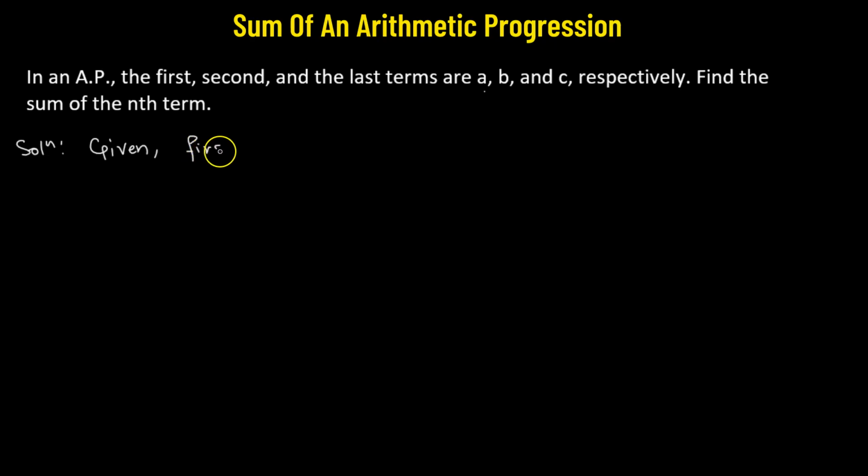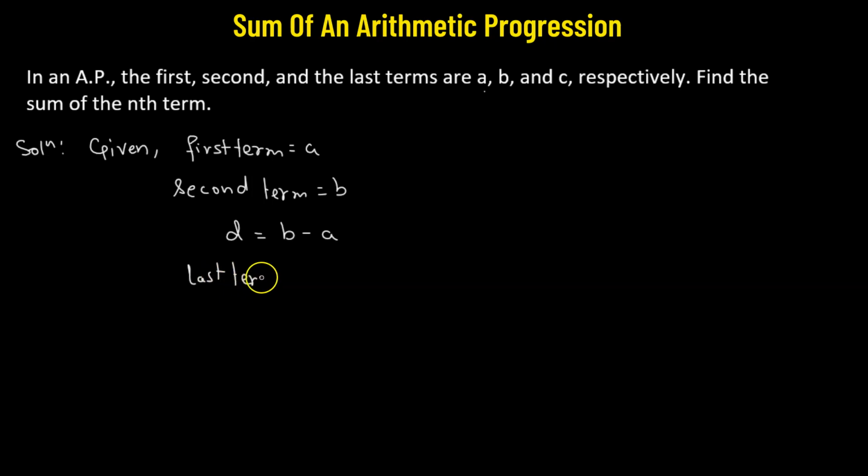So it's given that the first term value is represented by A. Then we have the second term. That was the second term is B. Now, since we have the second term, we can obtain the common difference, which will be second term minus the first term. So our common difference is B minus A. Then we also have our last term. So the last term is usually the nth term. So our an will be equals to C.